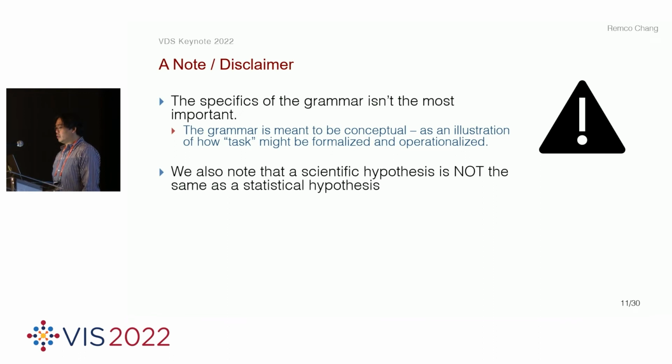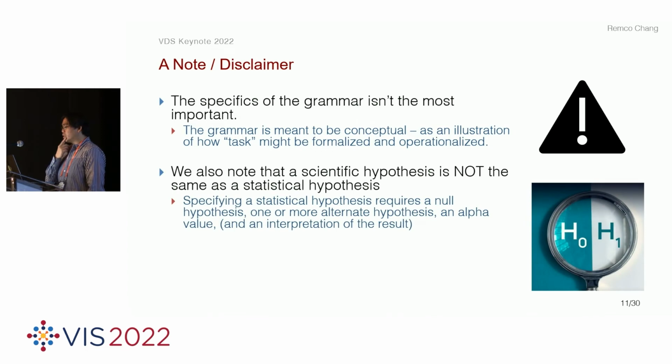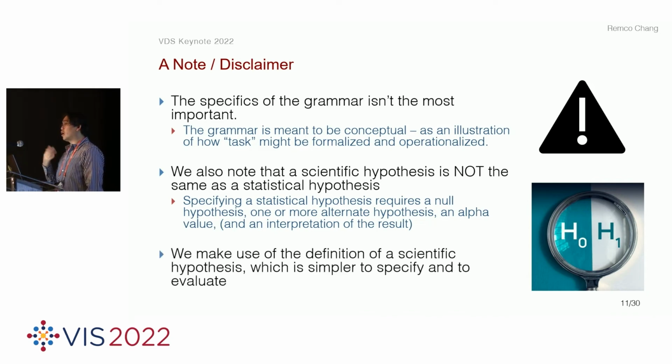The other thing is that I need to note, we talk about scientific hypotheses, and I emphasize scientific because there's a different type of hypothesis, which are statistical hypotheses. So what makes them different is that specifying a statistical hypothesis requires you to state a null hypothesis, one or more alternative hypotheses, an alpha value, and some interpretation of the results, right? So in that sense, statistical hypotheses are much more complicated, whereas a scientific one where it evaluates to true or false is much simpler and it's much easier to specify.